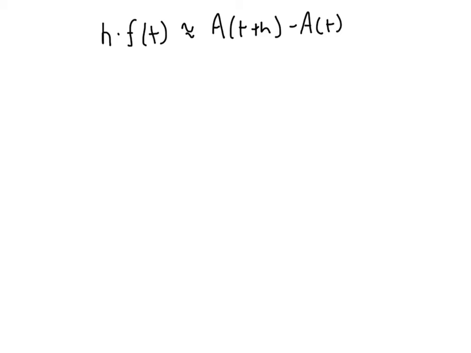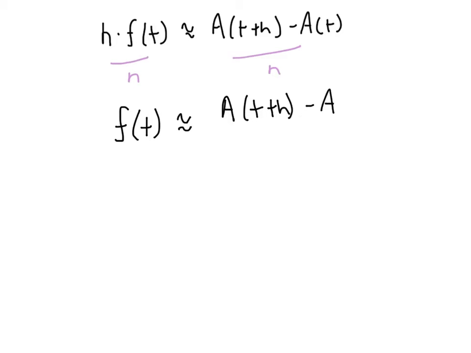You can see here I've rewritten our approximation. I just flipped the sides around. So now h times f of t is on the left, and our difference A of t plus h minus A of t is on the right. And what I can do is solve for f of t by dividing both sides by h, and this approximation would still hold. So what we're saying is that f of t is approximately A of t plus h minus A of t over h.